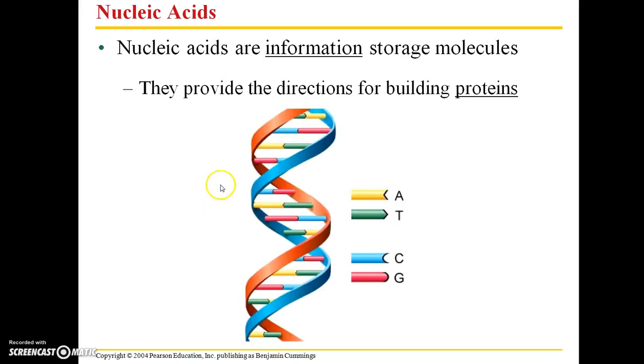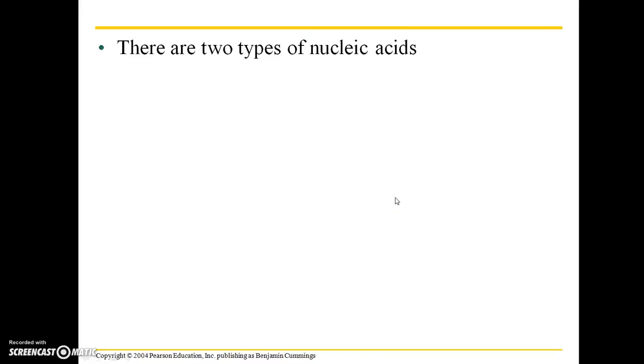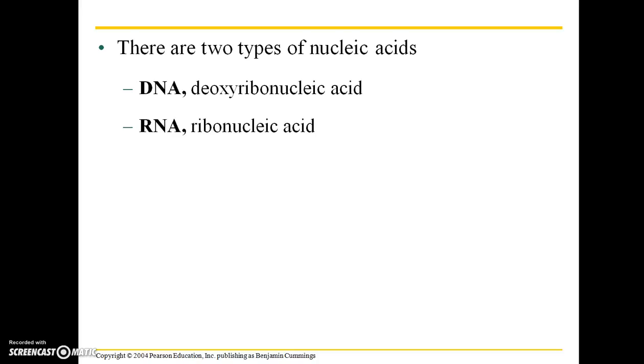This depiction of a certain nucleic acid should look familiar. Do you know what it is? This is actually a depiction of DNA. DNA has a double helix design to it. There are two types of nucleic acids, rather. DNA, of course, stands for deoxyribonucleic acid, and RNA is simply ribonucleic acid.